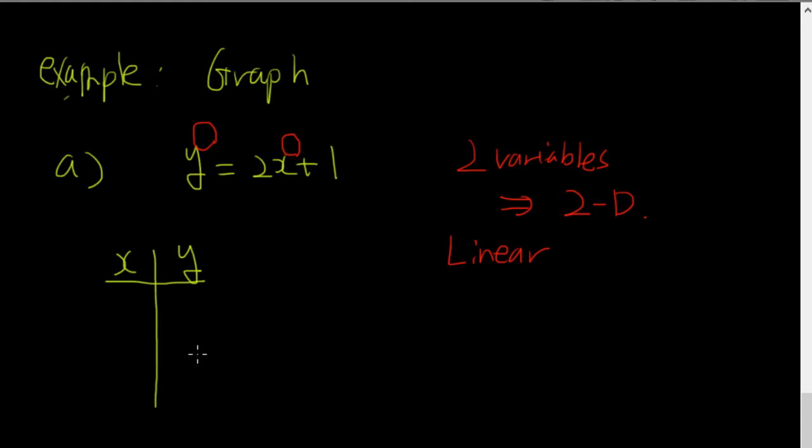So x and y. Now think about it. How many points do you actually need to figure out a straight line? Well, technically it's just 2, right? If you have this point and this point, now you can figure out the straight line passing through those two. So technically what we need is just 2 points.